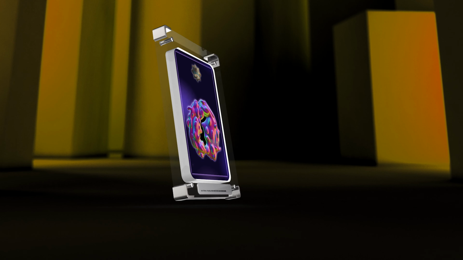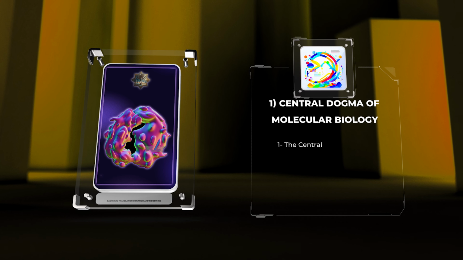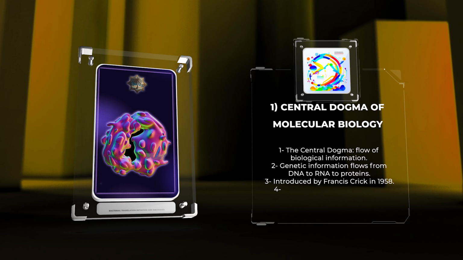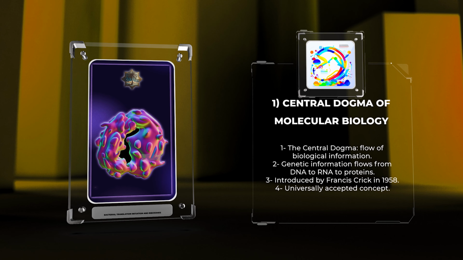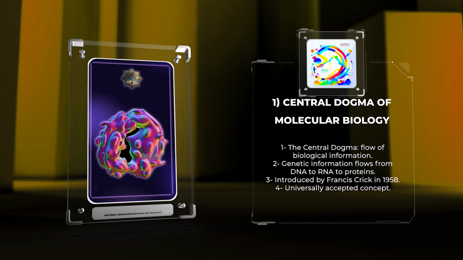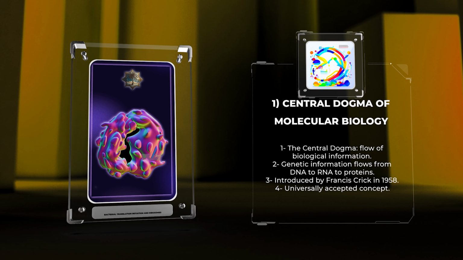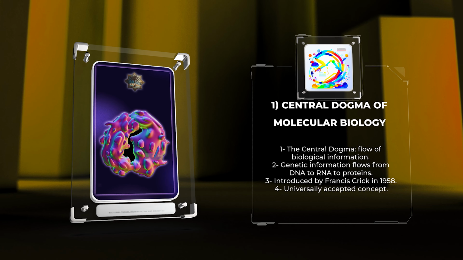So, let's get started. The central dogma of molecular biology is a fundamental concept that describes the flow of biological information. It states that genetic information in living organisms flows in one direction, from DNA to RNA to proteins. This concept was first introduced by Francis Crick in 1958 and has been widely accepted ever since.